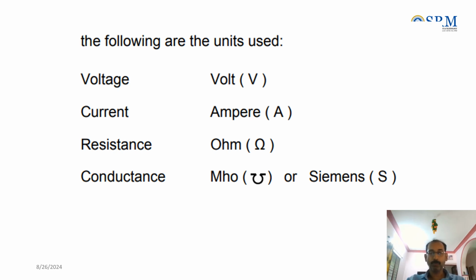The number of electrons, the flow of electrons, is called current. That is measured with the help of an ammeter. The unit is the ampere. Resistance, of course, is measured in ohms. Conductance is the reciprocal of resistance; its unit is mho, or you can call it Siemens.